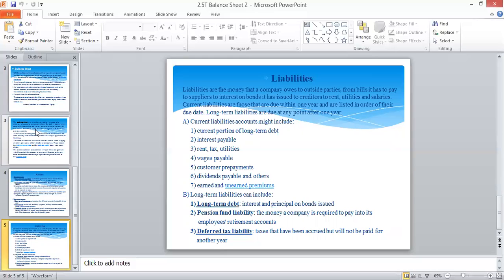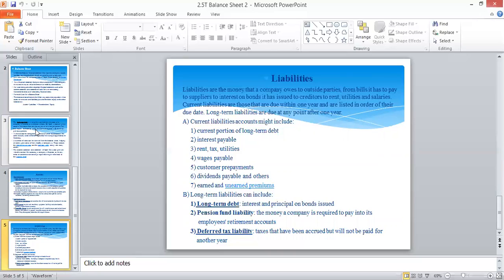Then we came to know liabilities are classified into two types: current liabilities and long-term liabilities. Current liabilities are the current portion of long-term debt, interest payable, rent, tax, utilities, wages payable, customer prepayment, dividend fund payable, and others. And last, earned and unearned premiums.